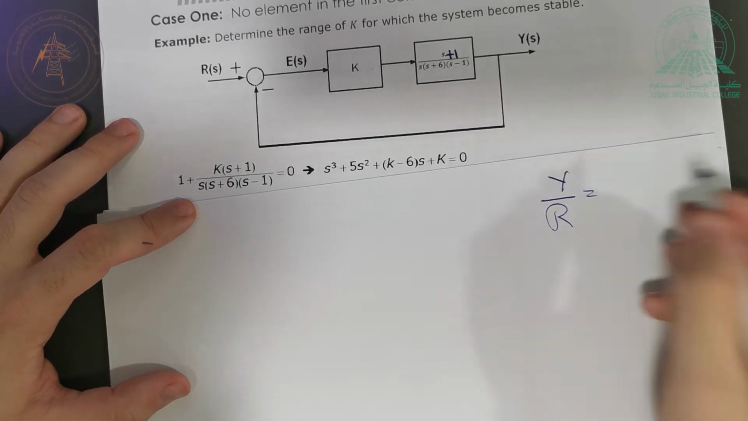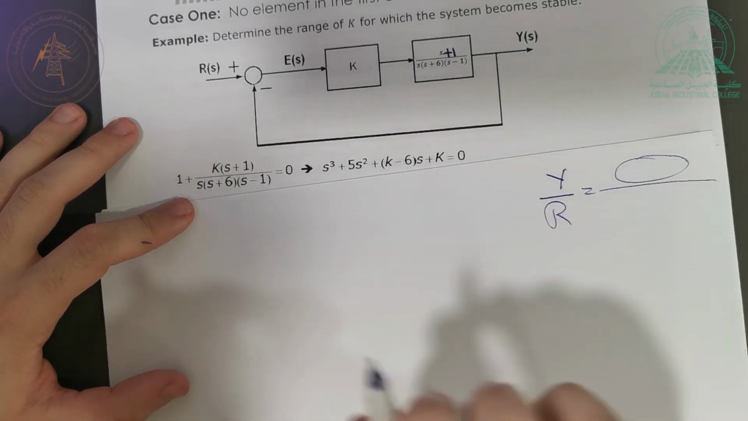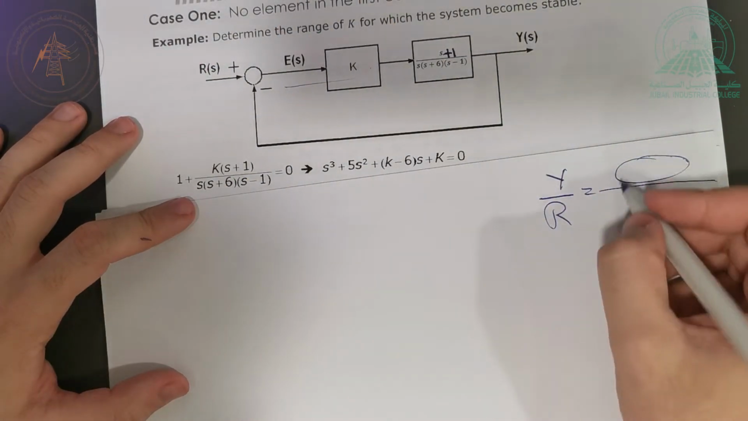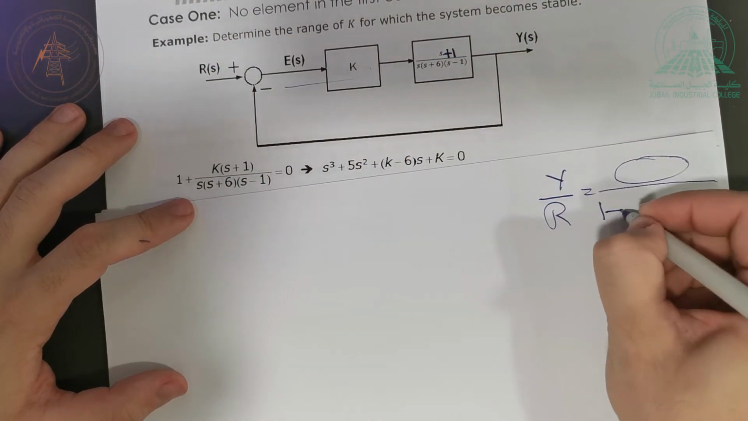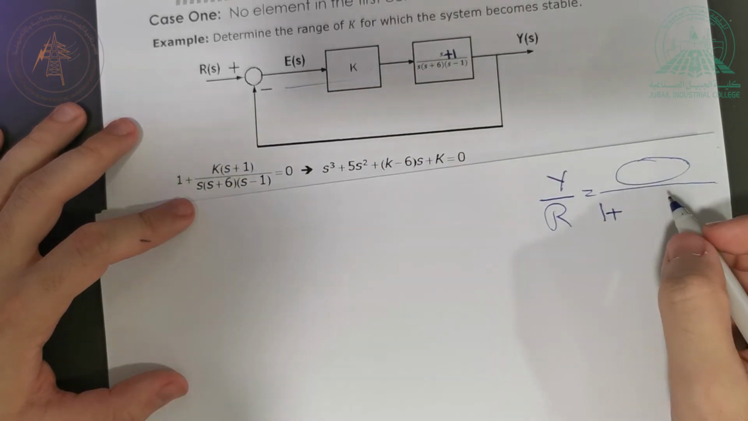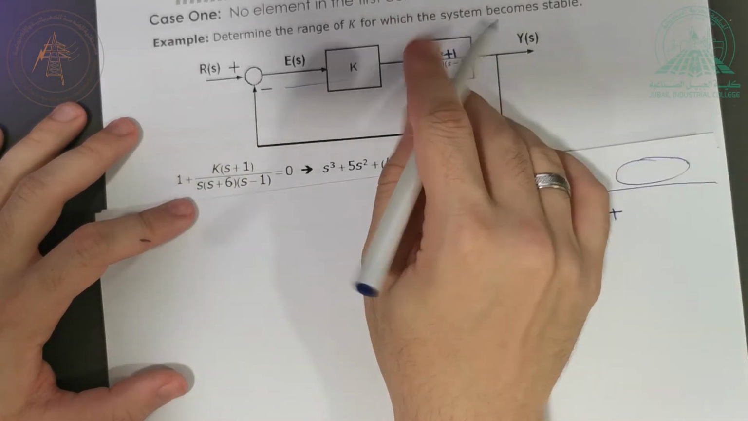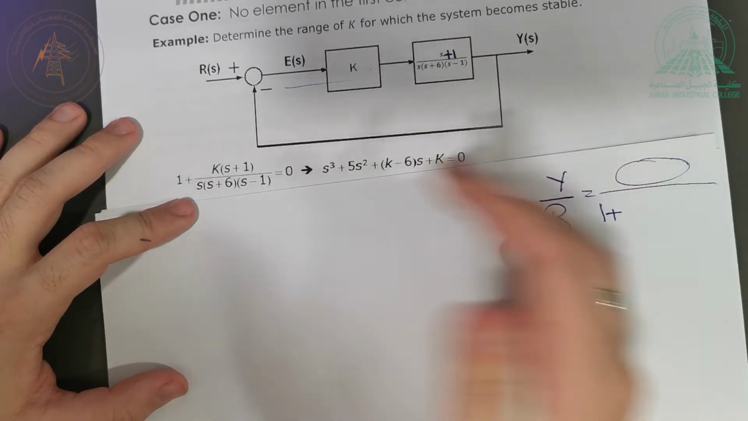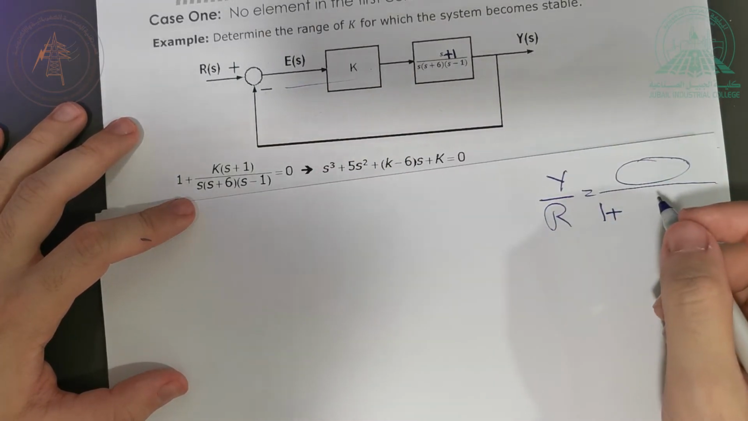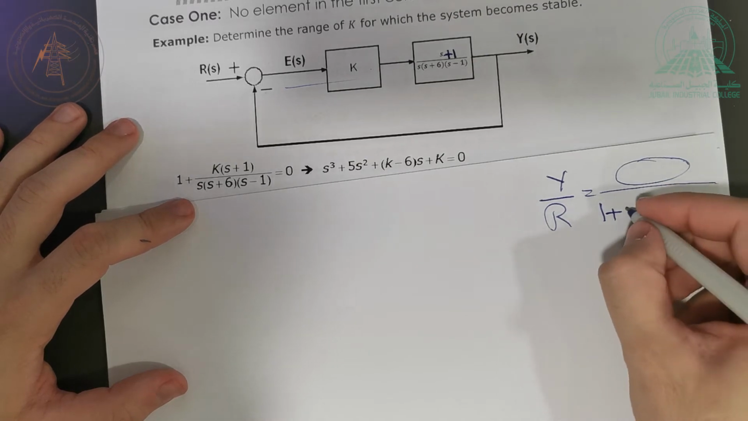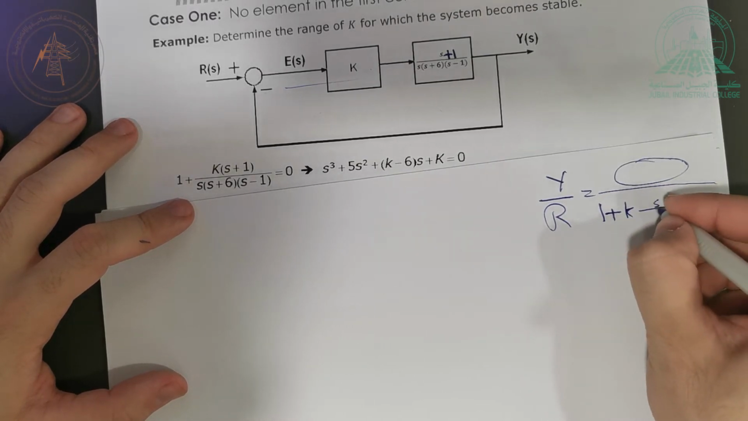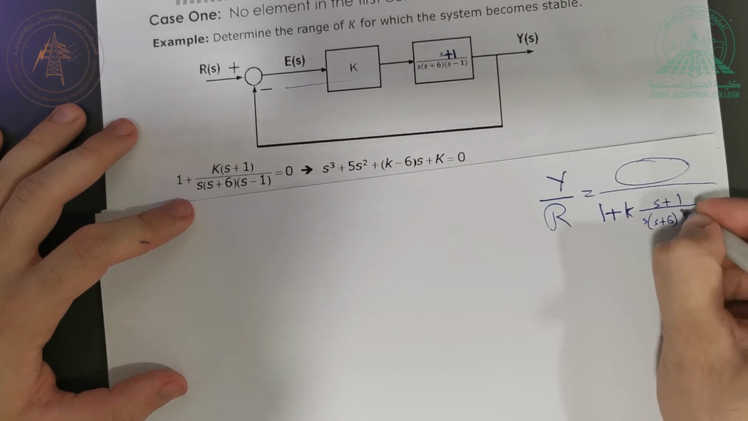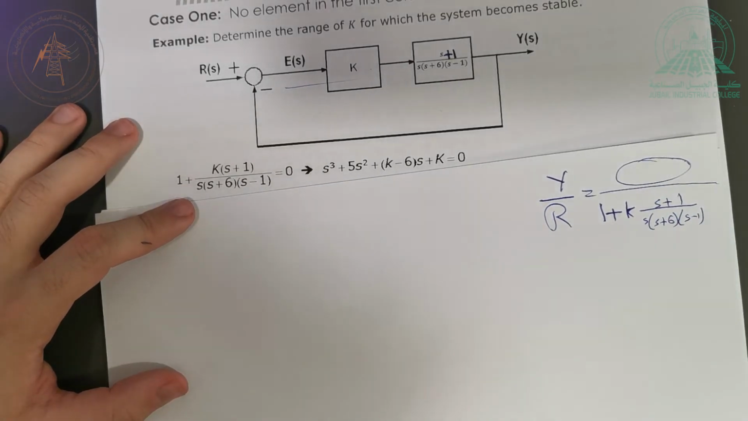I don't care about the numerator here. It is going to be basically the forward path, this multiplied by that, divided by 1 plus, because I have negative feedback, this multiplied by the feedback transfer function, which is equal to 1 in this case because it's unity feedback. So plus, here I have k, s plus 1 over s plus 6, s minus 1.